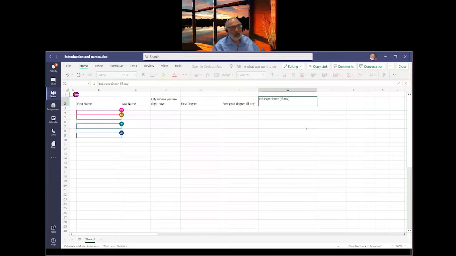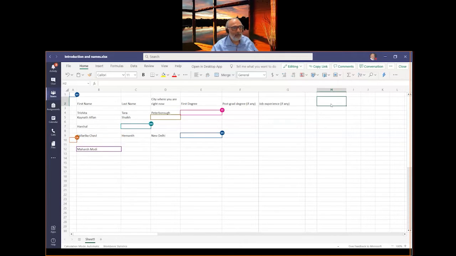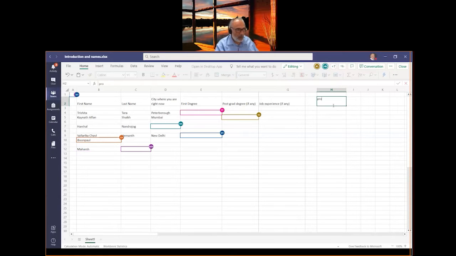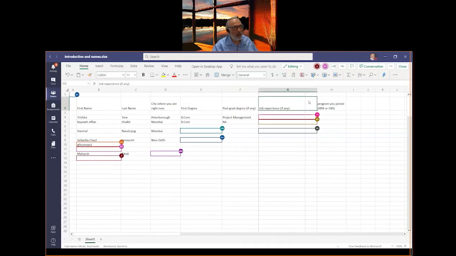So I want you to start writing at the same time, right? If you find somebody's already writing in a row, avoid this row and go to the next row. Program you joined, which is IBM or GBS. Some of you are from IBM and some of you from GBS. I want you to tell me which of these programs you joined.